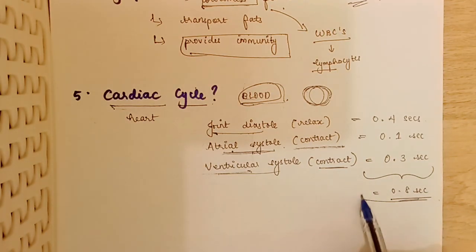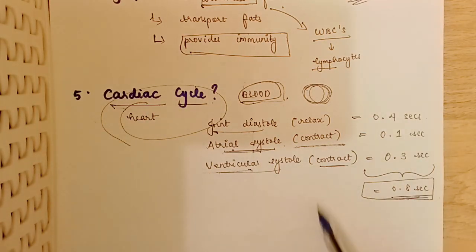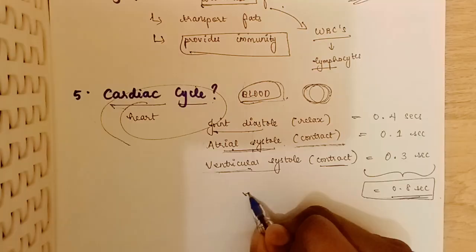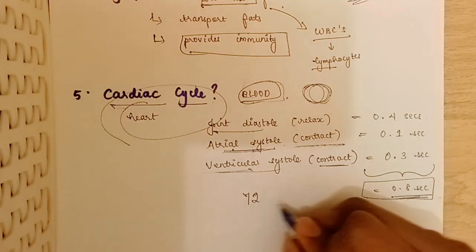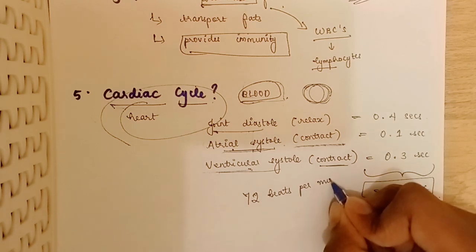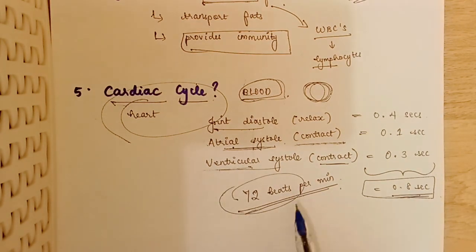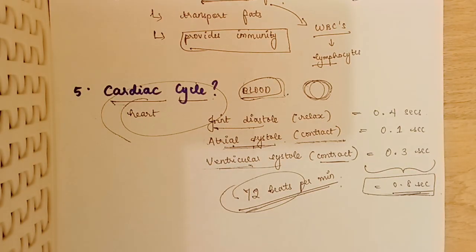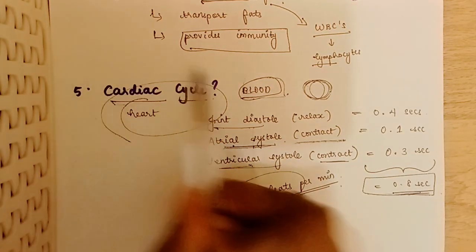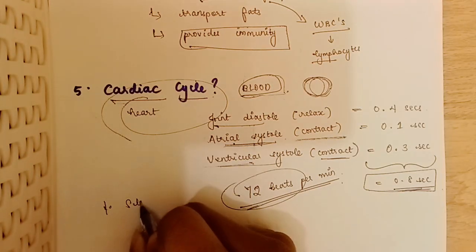This is the time of one cardiac cycle. And if this is the timing, then the heart will beat 72 times per minute. So per minute, the heart beats 72 times. Now, there are two terms that you need to know from the topic of cardiac cycle. One is the stroke volume.